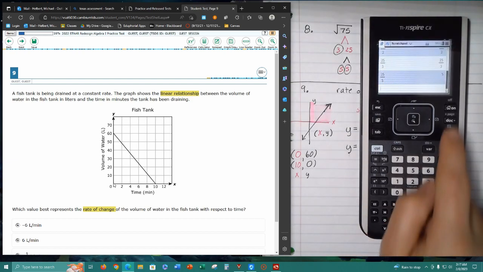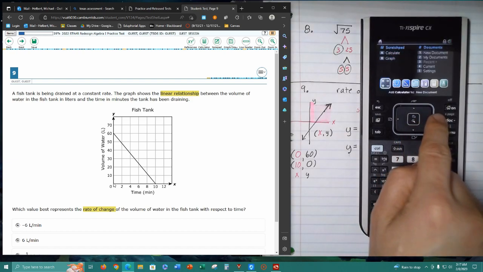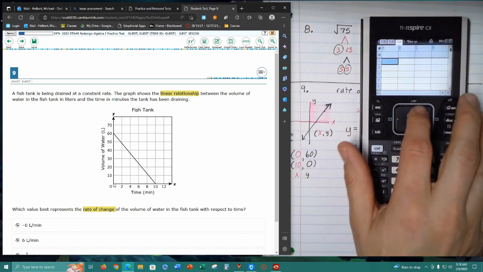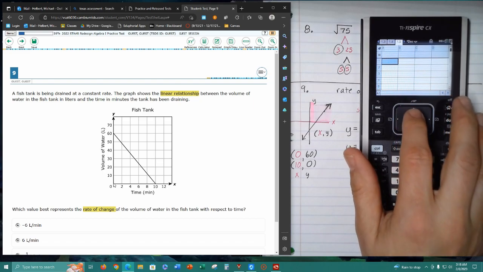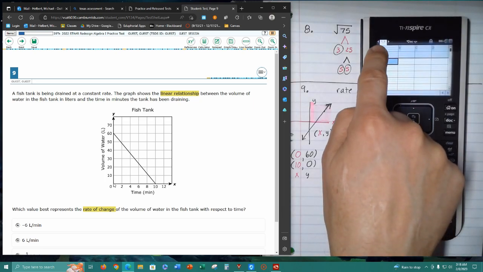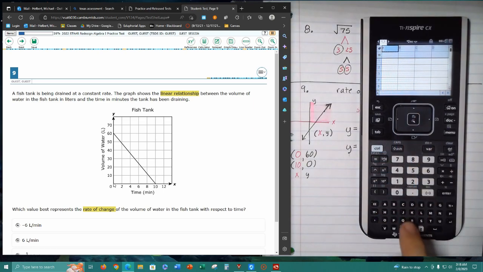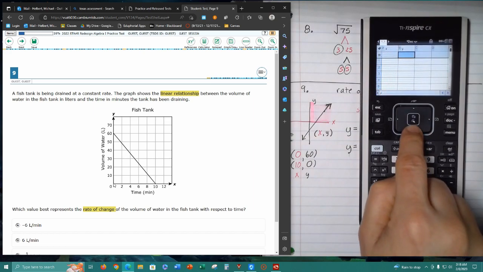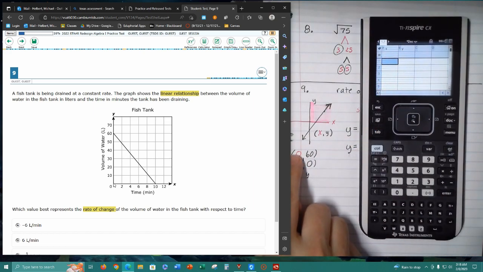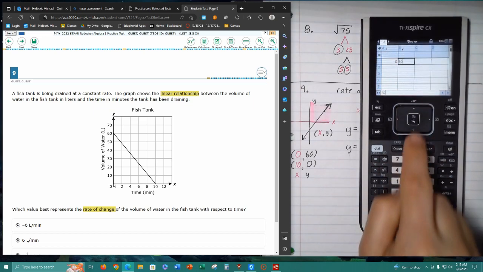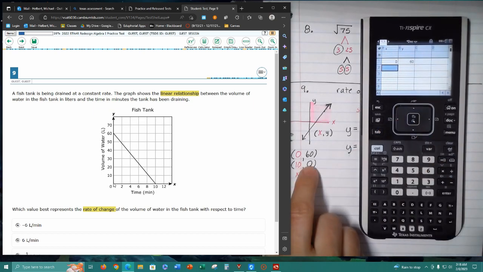So I'm going to go ahead and go home. I'm going to go down to the spreadsheet right here in the middle, hit enter. I do want to go up to the top, and I want to delete the spreadsheet because I have too many open. Go back in. Now it says 1.1, so I know I'm ready to use it. I'm going to change A to X and B to Y. And now I'm going to put in my ordered pairs. So I have 0 and 60. And then I have 10 and 0.